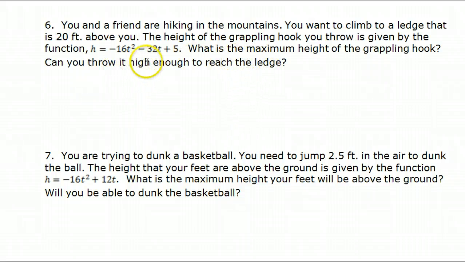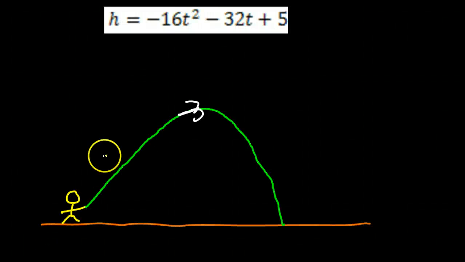Okay, so let's focus on this first. What is the maximum height of the grappling hook? Alright, so here's a visual of what's happening. You're throwing this hook, and if you totally missed, let's say, and it just went up and came down, it would follow a parabolic path. But for right now, we want to know what is the maximum height that the grappling hook would reach, because that's the highest you could possibly hope to throw it.